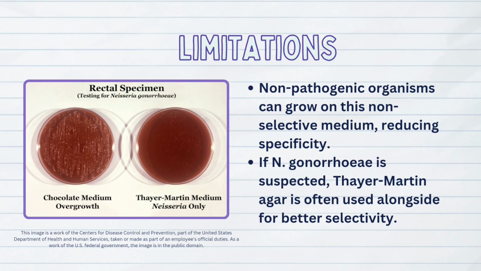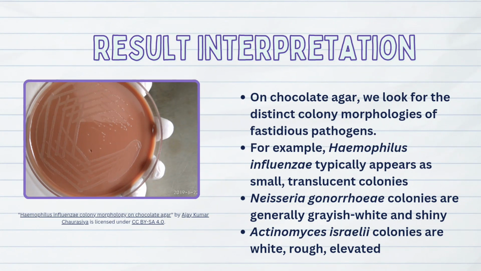So in the image that we're looking at, we see a rectal specimen that has been tested on both chocolate medium and Thayer-Martin. We see that there's no growth on the Thayer-Martin medium, but there's growth on the chocolate medium, which means that whatever organism has grown is not a Neisseria species. Cool? Great.